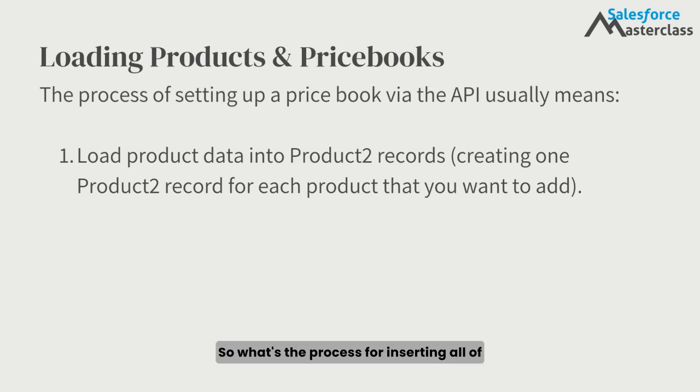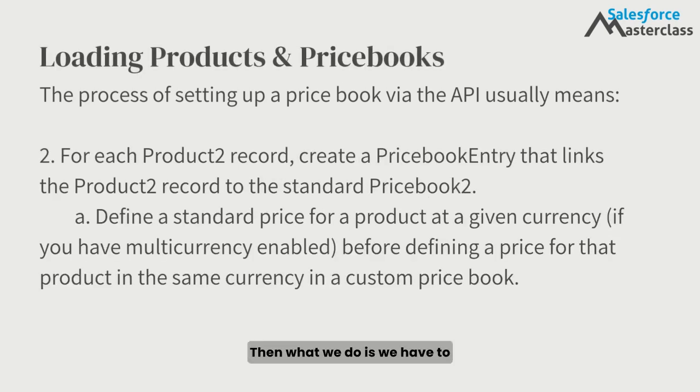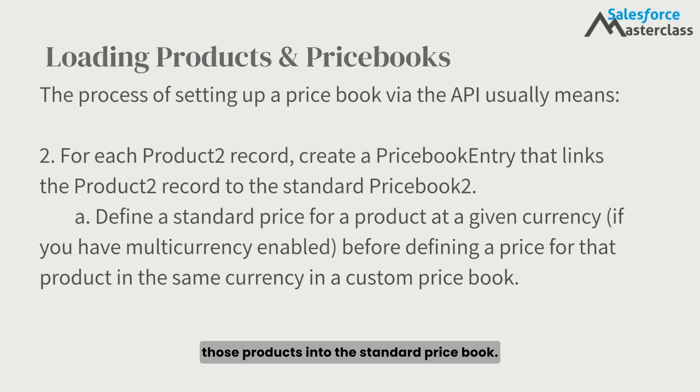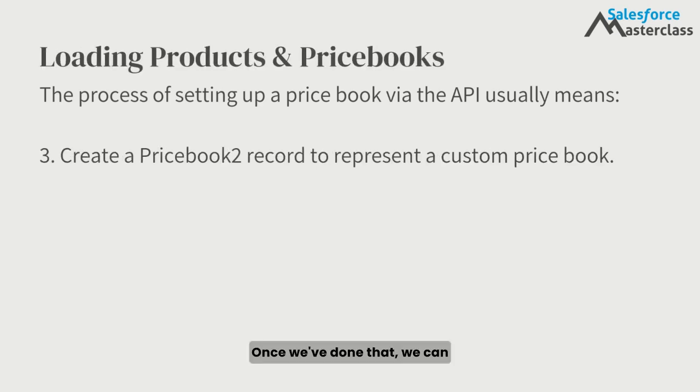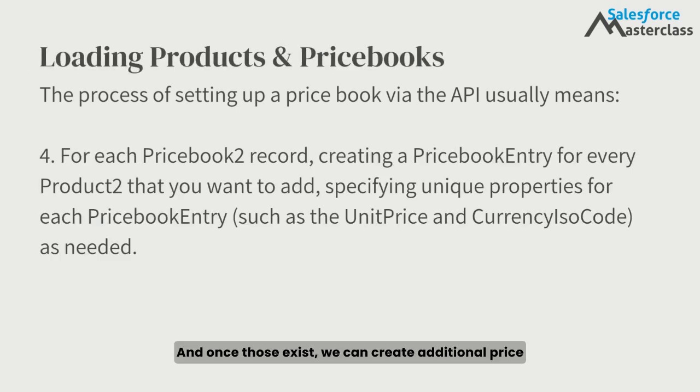So what's the process for inserting all of these different types of records into Salesforce? Well, we start with products and we load those into the Product2 object. Then we have to create a price book entry for each of those products in the standard price book. Once we've done that, we can then create our custom price books. And once those exist, we can create additional price book entry records that allow us to set those unique price points for each of those price books.